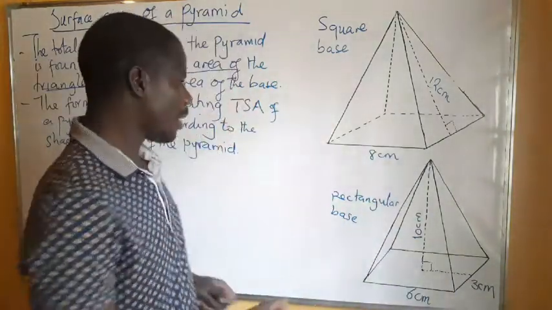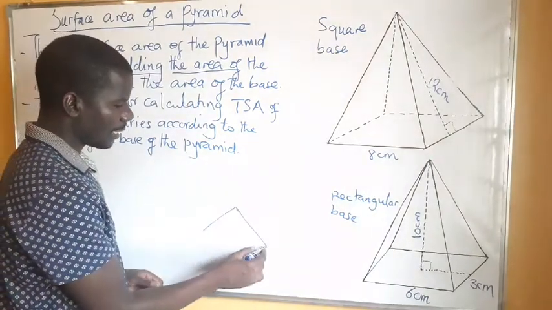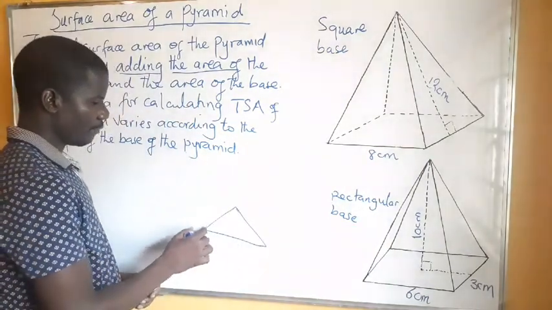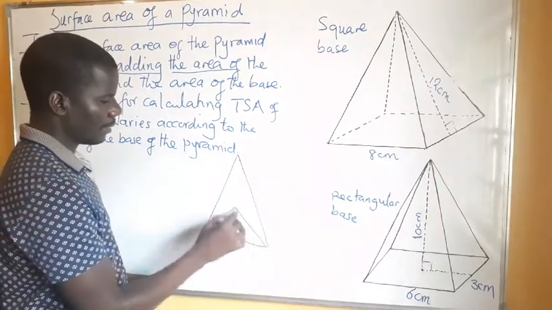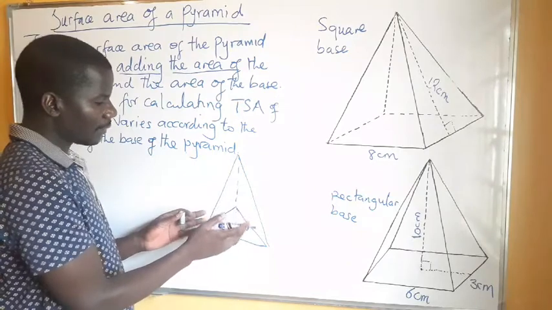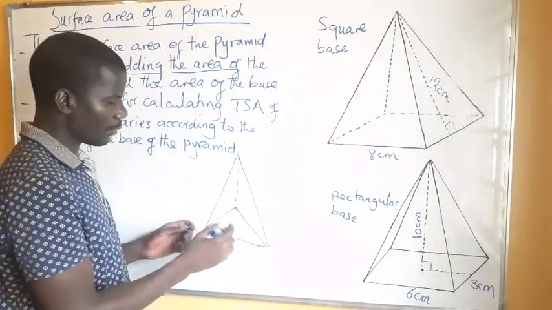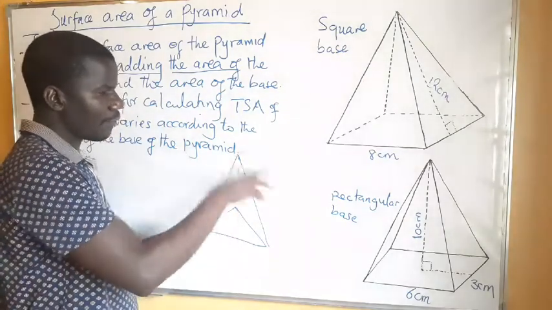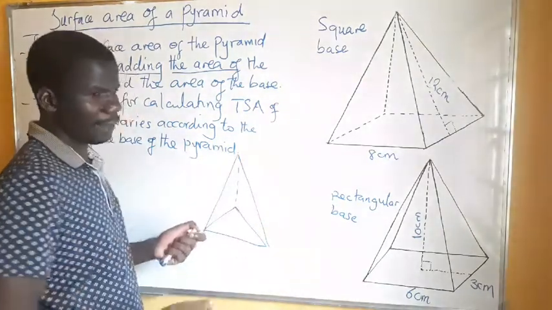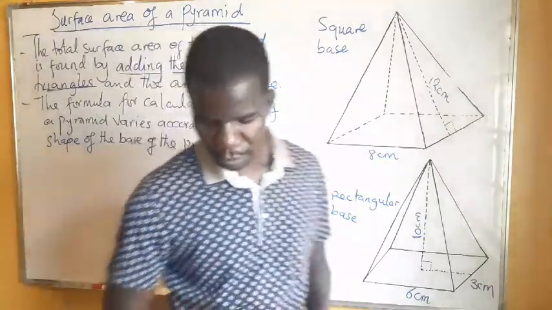Sometimes we can also have a pyramid that has got a 3-sided base. Okay, this is a pyramid here. So you need to find the area of, in this case, we're going to have how many triangles? 3 triangles. So you find the area of the 3 triangles plus the area of the base, which is also a triangle. Okay?